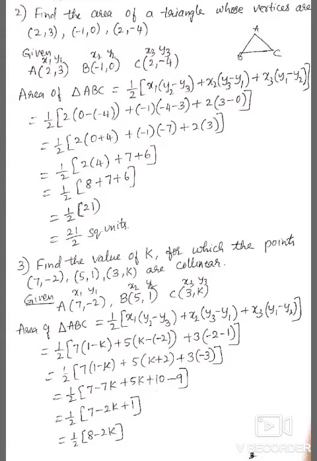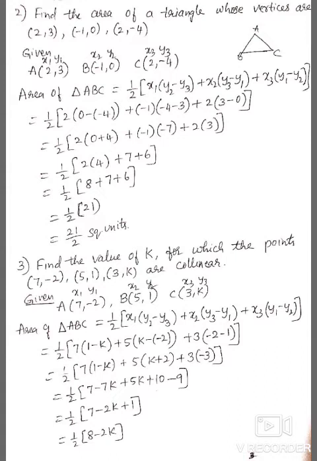Find the area of a triangle whose vertices are (2, 3), (−1, 0), (2, −4). So you write a rough diagram ABC. They may ask for triangle ABC or PQR, you can take anything. So given A(2, 3) is x1, y1; B(−1, 0) is x2, y2; C(2, −4) is x3, y3. So x1 is 2, y1 is 3, x2 is −1, y2 is 0, x3 is 2, y3 is −4.